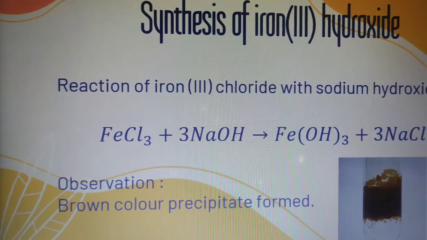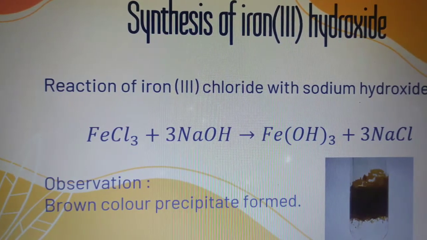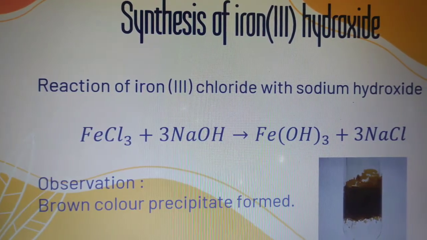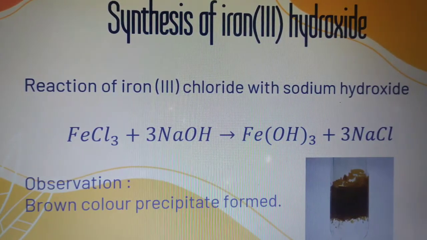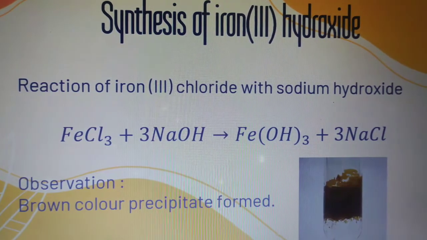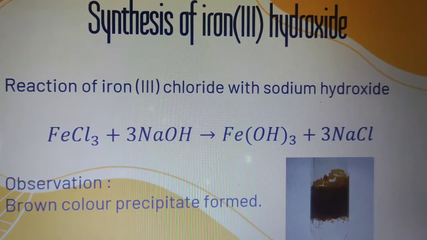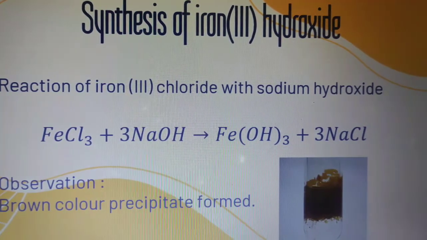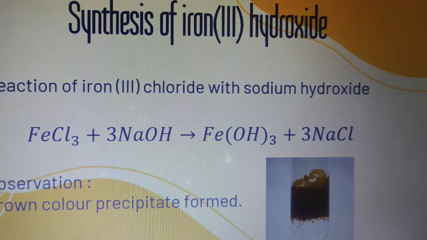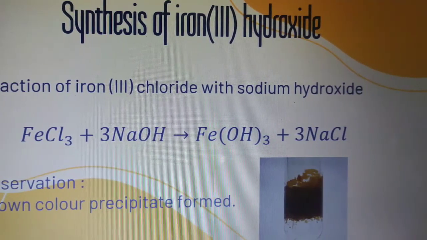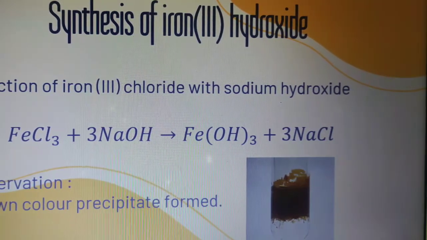In order to produce iron 3 hydroxide, we need to react iron 3 chloride with sodium hydroxide. As the equation shown below, iron 3 chloride reacts with sodium hydroxide to produce iron 3 hydroxide and sodium chloride. In this experiment, we can observe that a brown precipitate is formed, and this brown precipitate is the iron 3 hydroxide.